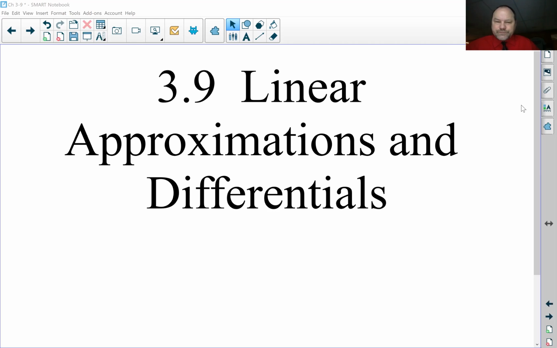All right. So this section we're going to talk about today, linear approximations and differentials. We've done some work with linear approximations. We just didn't call them linear approximations. Basically, a linear approximation is using the tangent line to approximate values on a function. Differentials, we'll see here in a little bit what those look like.